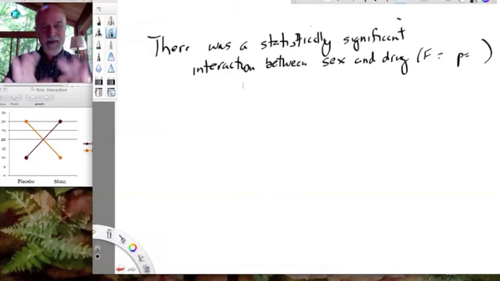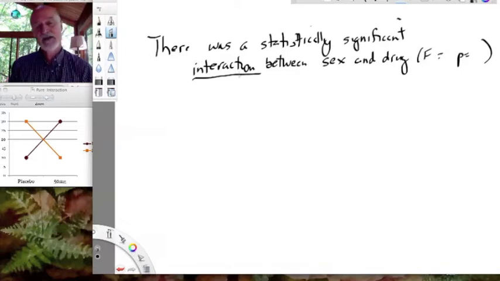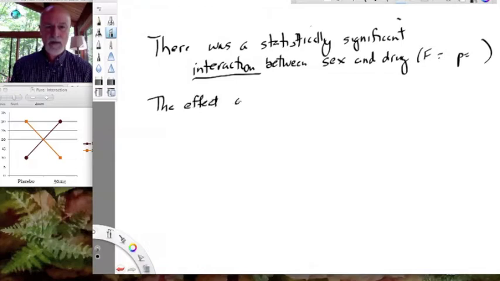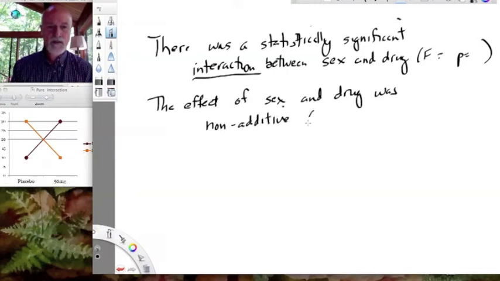Because of the word interaction, I almost wish there was a different word we would use when we were talking about statistical interaction. And there are other ways you can say it. You can say non-additive. So let's try that. Let's say the effect of sex and drug was non-additive, F equals and P equals. Does that help?